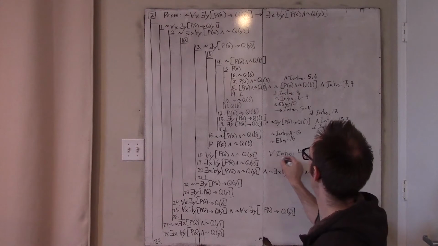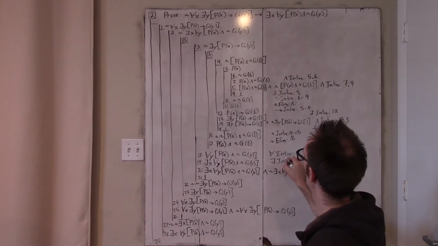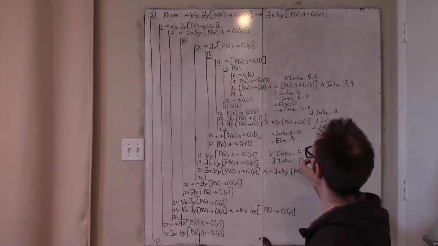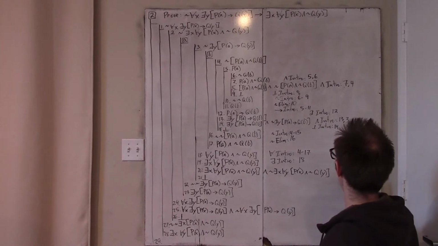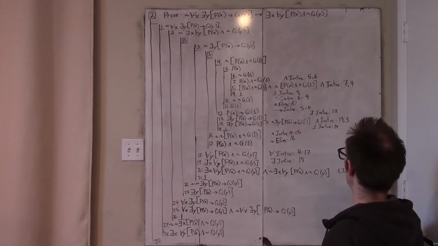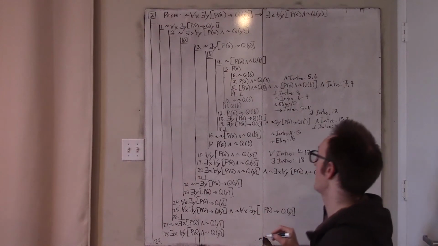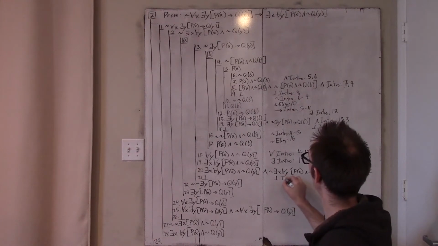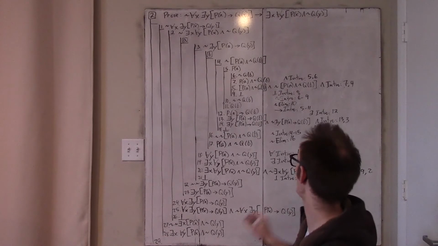And here I just assert existential intro 18. And here we have and intro then 19, and I guess that's 2. Yep. So that's bottom intro 20, and then this whole thing was a giant proof by contradiction.